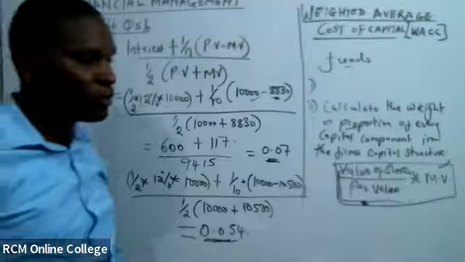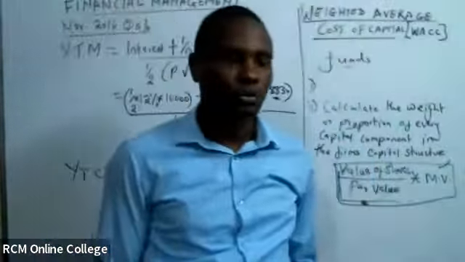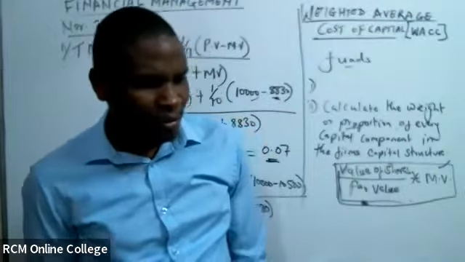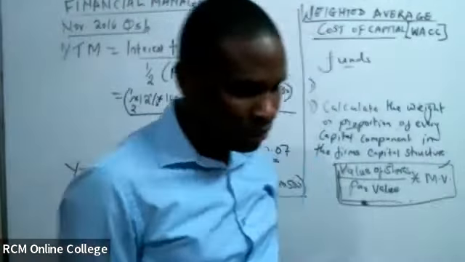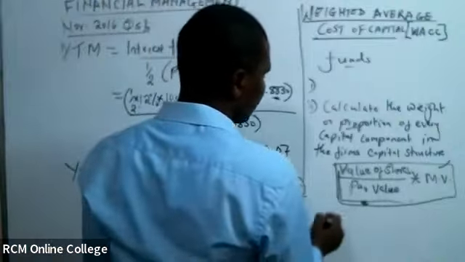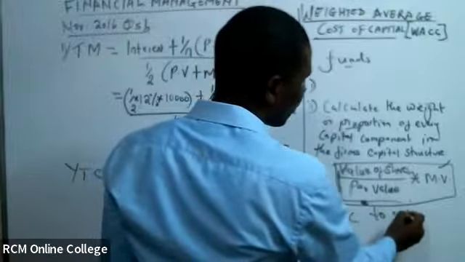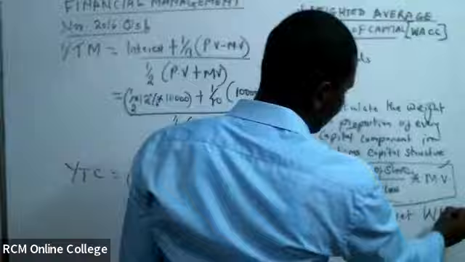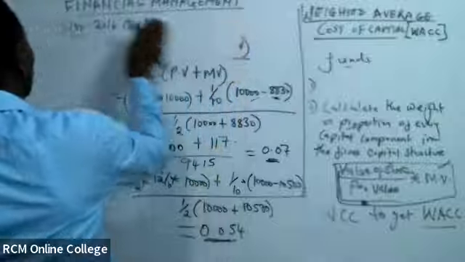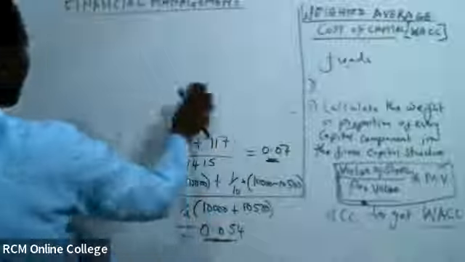Okay, since we are together, class, let's look at an illustration from May 2017, question number 1, Part C. The last step is just to sum up. You sum up the WCC to get WACC, just adding. Let's look at May 2017, that is question number 1.